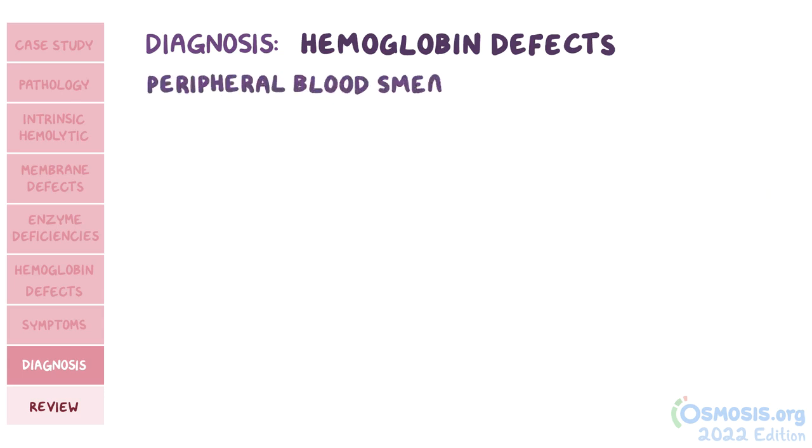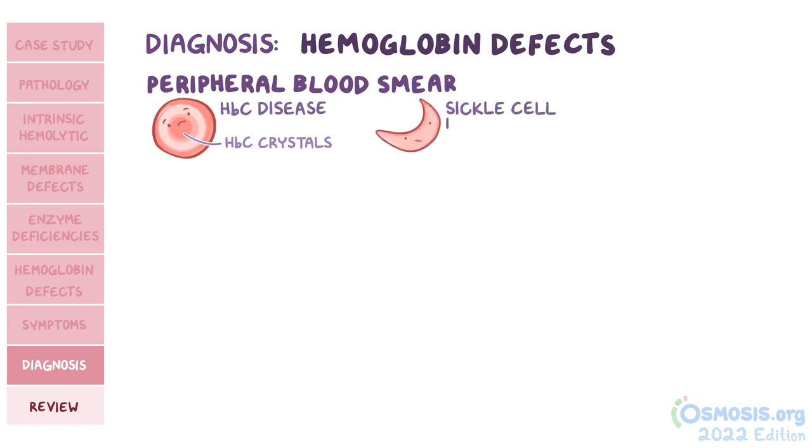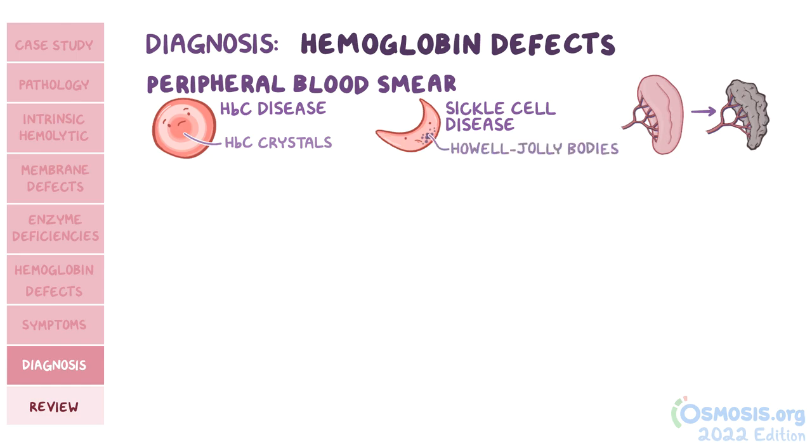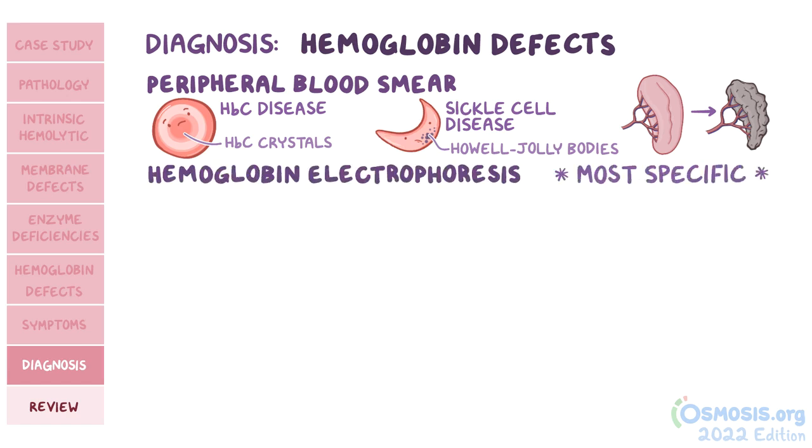A peripheral blood smear can show target cells with hemoglobin C crystals in HbC disease, or cells that are sickled in sickle cell disease. Individuals with sickle cell disease may have a spleen that's non-functional or absent. The smear will also show Howell-Jolly bodies, which are basophilic nuclear remnants in RBCs. These are normally not seen because a healthy spleen would instantly filter and remove these RBCs. Finally, the diagnosis will be confirmed with hemoglobin electrophoresis, which is the most specific test.